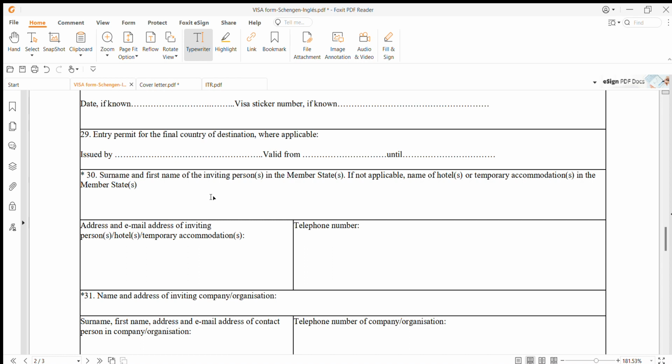I wrote the address of my hotel. Okay, please forgive me for the background noise. Here also, the address and email address of the inviting person. In the conference there are chairmen, and I know the email ID, but I did not write it here.